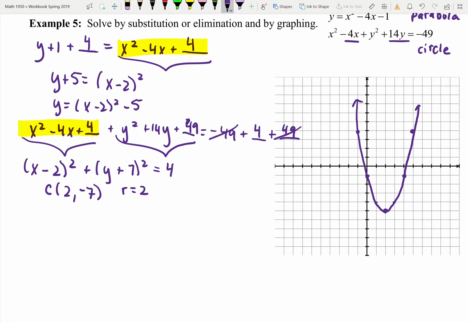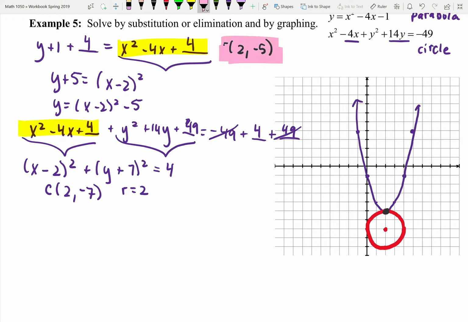So now I'm going to go right 2 and down 7. And then I'm going to go 2 units out in each direction. And then I'm going to draw my circle in. I'm done with the problem. The place where they hit is right there. So my answer is 2, -5, and I'm done. That's graphically. Now we're going to do the whole thing again. This one's going to be algebraically. Okay, so let's split these up.